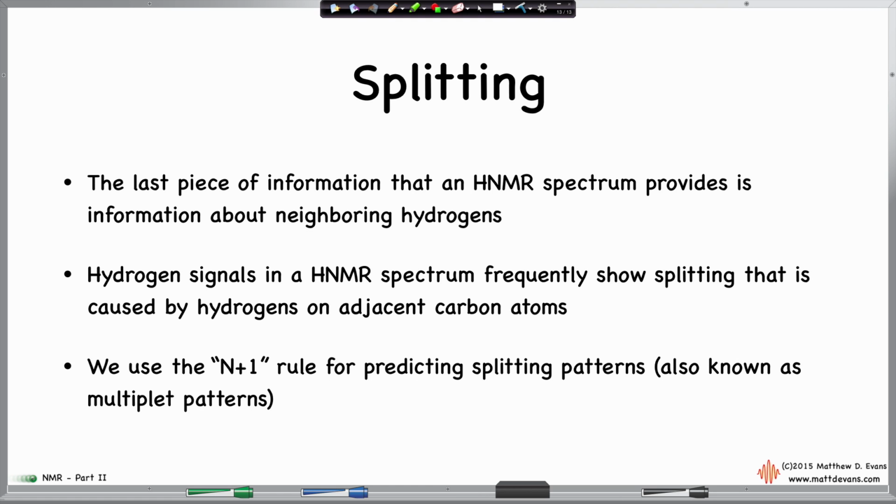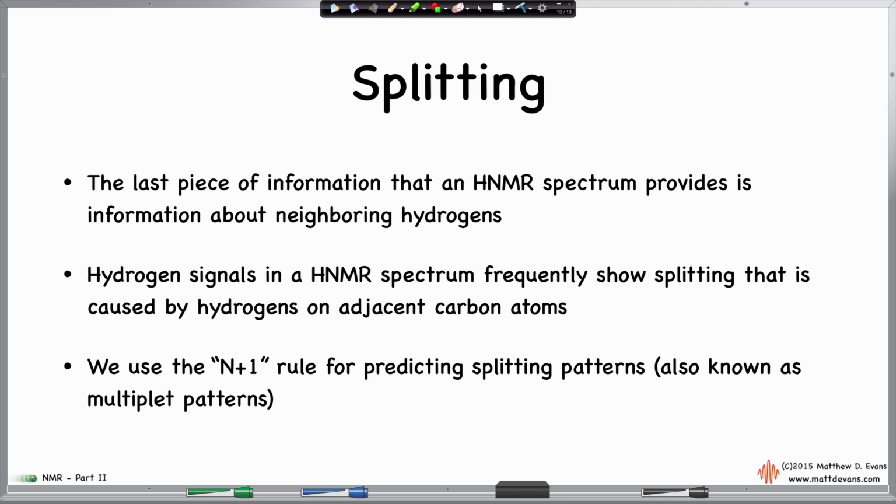Okay, so let's move on to the most complicated aspect of NMR, and that's the splitting patterns that we see in these spectra. So splitting is also useful information. This is the 4th piece of information that we get from spectra. And these hydrogen signals in an NMR spectrum frequently show splitting patterns that are caused by hydrogens on adjacent carbon atoms. So there's yet another effect that causes the local magnetic environment to change a little bit depending on how many neighboring hydrogens there are, and this is called splitting.